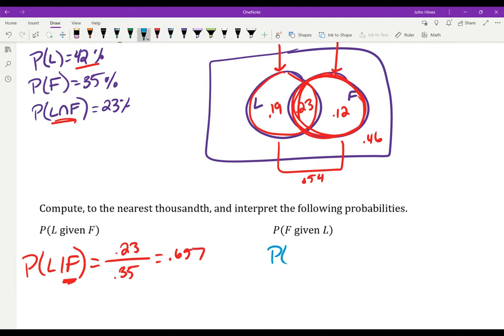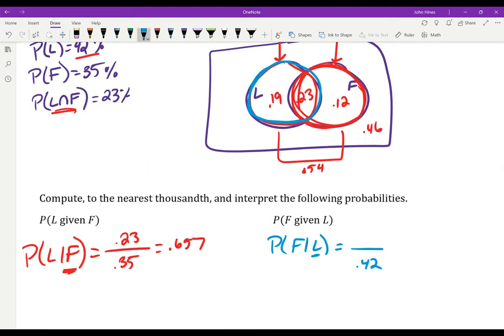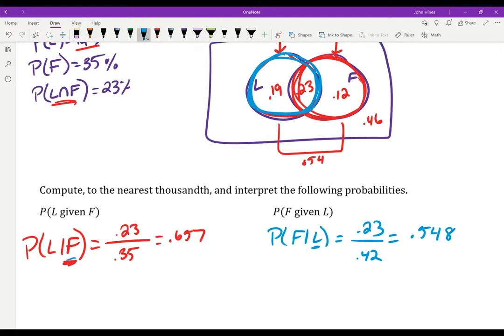Let's switch it around now. Let's do F given L. My universe shrunk to the L circle. I'm only allowed to pick the L's, which is 0.42. Of that 0.42, how many of them are also F's? Well, 23. Notice how the numerator is always the and, but the denominator depends on what we're given. A conditional probability uses our and formula and divides it by whatever information was given. That comes to 0.548, so the conditional probability, and over the given, is still in effect.